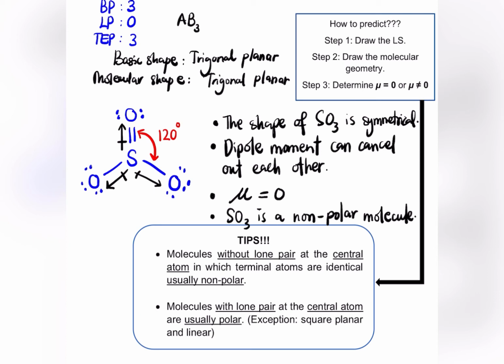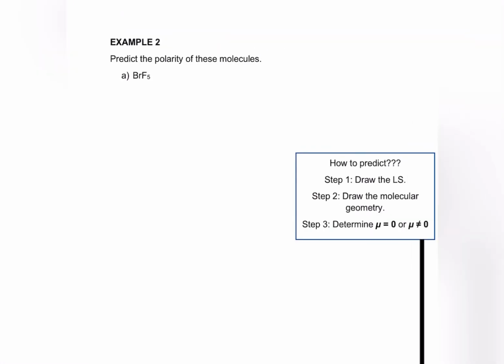Tetapi if you got molecules with lone pair at the central atom, biasanya dia akan jadi polar molecule. Cuma exception for square planar and linear, because dipole moment can still cancel out each other for these two cases, dan square planar dan linear molecules akan jadi non-polar molecule, bukan polar, walaupun square planar and linear mempunyai lone pair at the central atom. So let's try one more example, example 2, where we still have the same question.